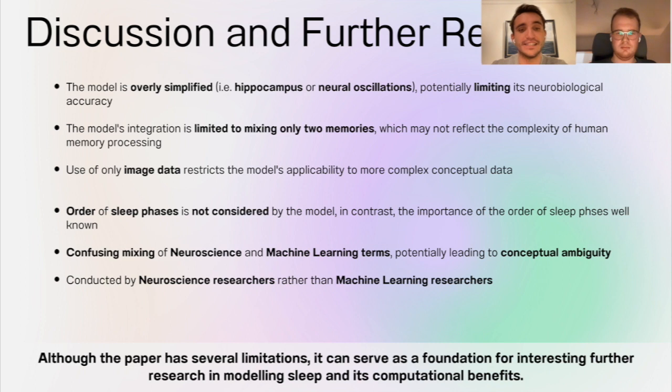The order of sleep phases is not considered in this model, so they only did wake, then non-REM, and then REM phase. They did not include other phases or any other construction, and if they switched them, it didn't matter. Also, they used confusing terms from neuroscience and machine learning, and sometimes they did not even explain where they got a term from, and that was a little bit confusing in this paper. And also, they're neuroscientists and not machine learning researchers. That is why sometimes they used neuroscience terms for machine learning terms and vice versa.